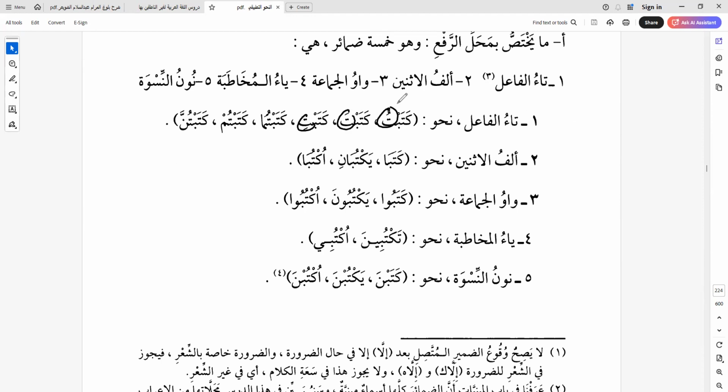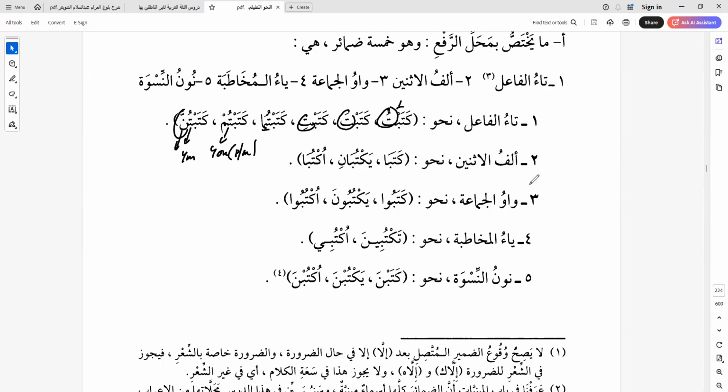Because you're saying katabtu, I wrote. Katabta, you wrote, you. So the person wrote it. So he's still the subject. And then katabti, you. You're talking to a female, right? And she is still the subject. Katabtuma, you're talking to two people. They are still the subject. Katabtum, you are talking to what? You, plural, masculine. So the tum. Tunna, niswa. So ta here is you. But what kind of you for niswa?